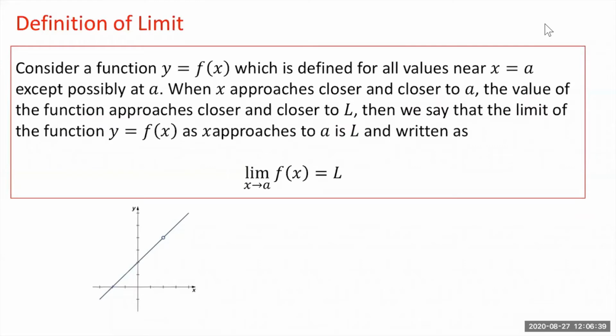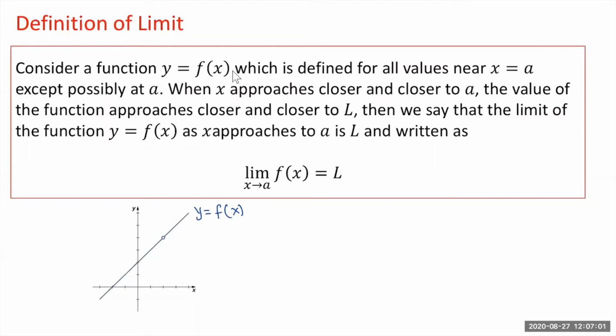So today we are going to begin with the definition of the limit of a function. So let's explore the definition. Consider a function y equal to f of x. So suppose here I have a function and this function is y equal to f of x. The function shown here is y equal to f of x.